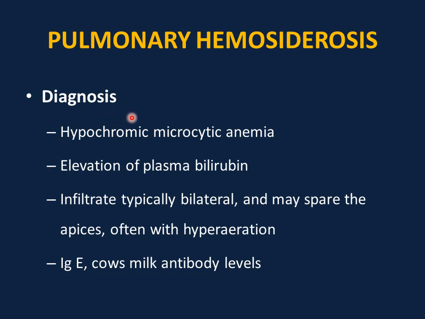Diagnosis of pulmonary hemosiderosis, from the clinical presentation: in the lab, you will see hypochromic microcytic anemia and elevation of plasma bilirubin. On the x-ray, you will see infiltrate, usually bilateral but may spare the apices, and may be associated with hyperaeration or areas of hyperaeration. If you do an allergy test, you may see positive cow's milk protein antibodies and elevated IgE in cases of Heiner syndrome.